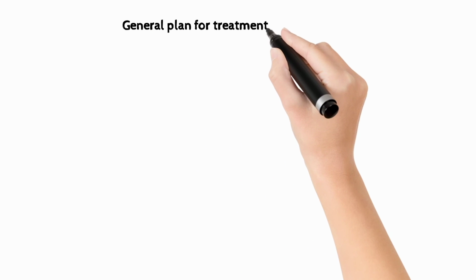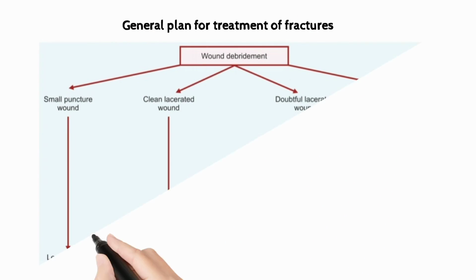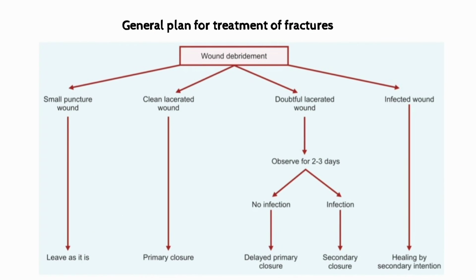General plan for the treatment of fractures. This flow chart shows the general plan for treatment of fractures. If a fracture is undisplaced, go for immobilization followed by physiotherapy. In case the fracture is displaced, go for closed or open reduction.